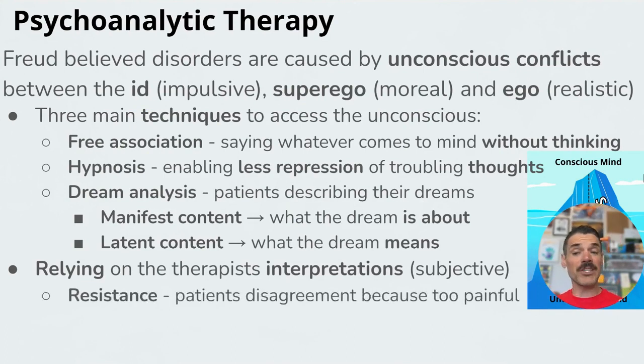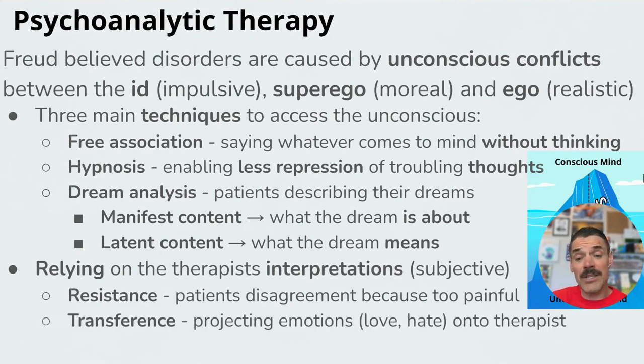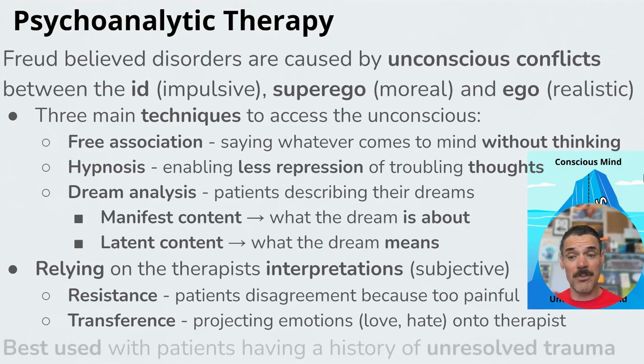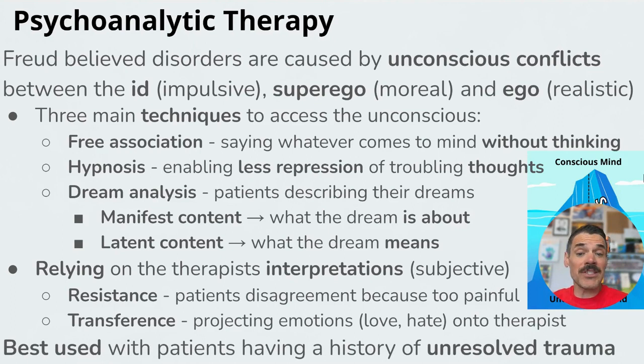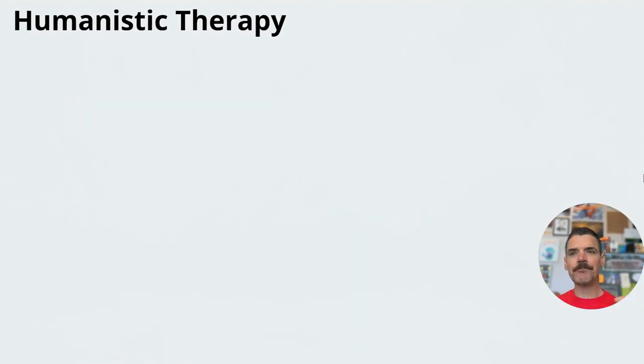A couple things to go with this: resistance. A therapist might be like, hey, you're resisting this therapy because the repressed or the unconscious ideas are just too painful. And then one of the techniques is transference. So like if I'm angry with my dad, I can transfer that anger onto my therapist and kind of work through some of those emotions. This is best used with patients having a history of unresolved trauma. But again, there's not a lot of empirical support for it, so it's not really used too much today.